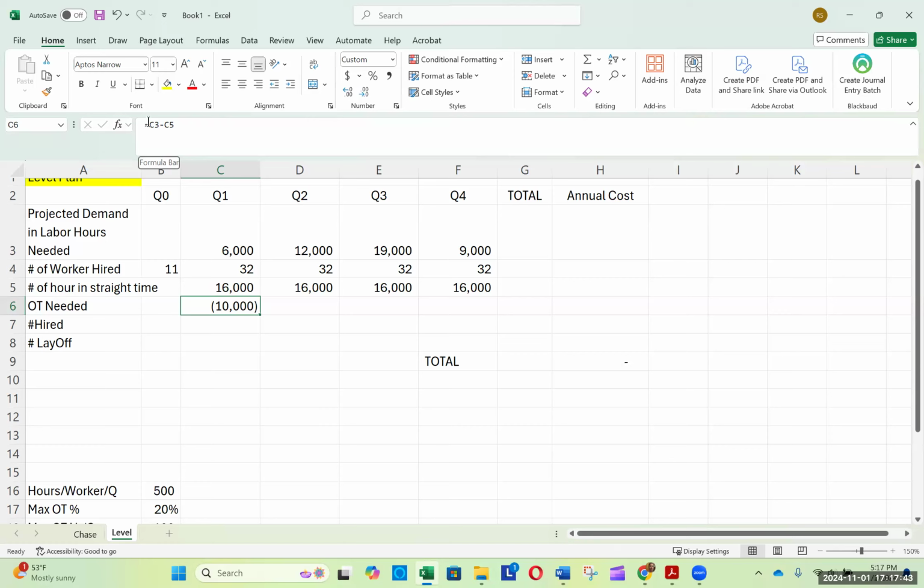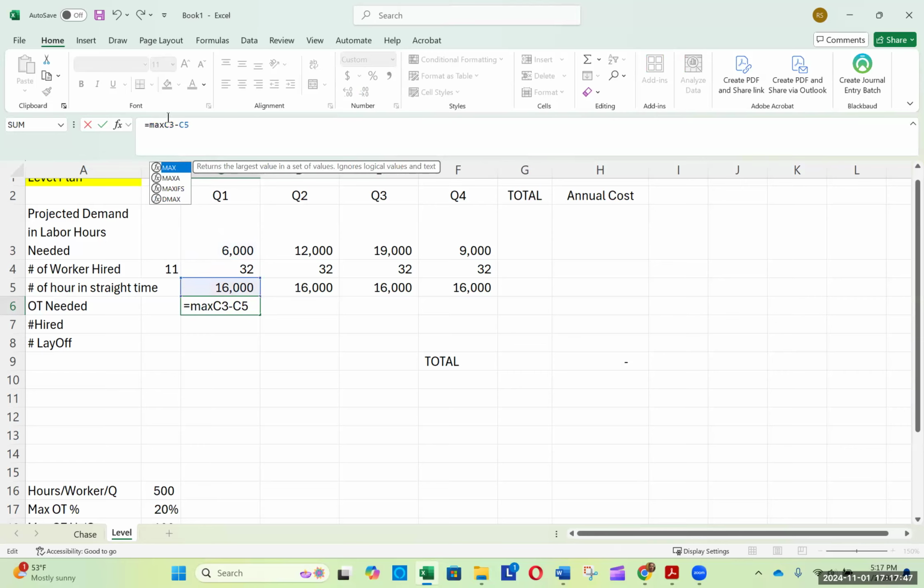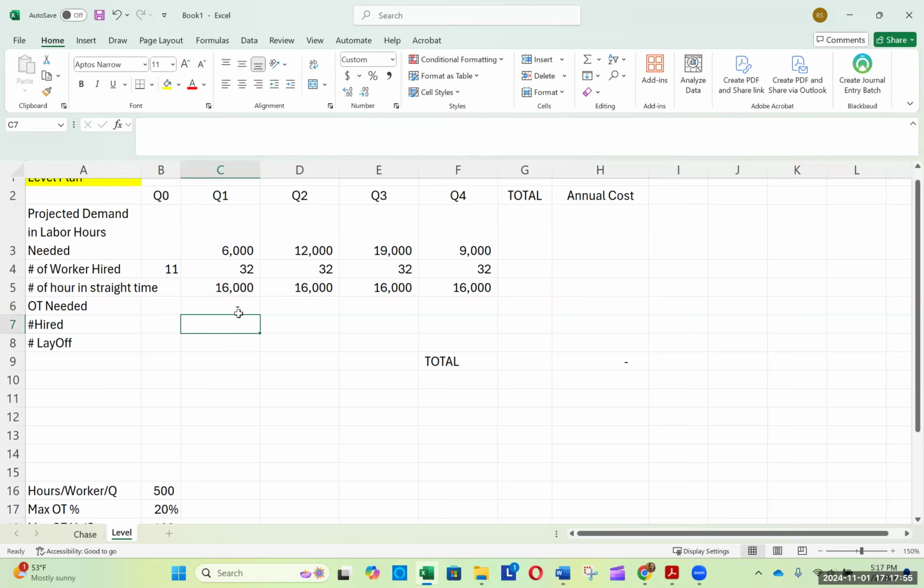So I'm going to write a little formula here, make it maximum of this number, and if this number is negative, you put in 0, and now you write a formula here and copy it across, and there you go. Okay, so number of overtime.